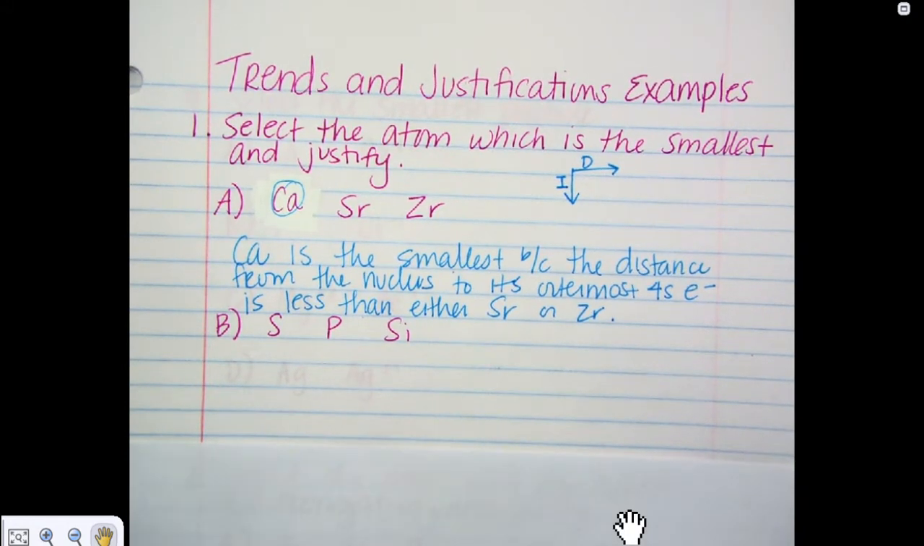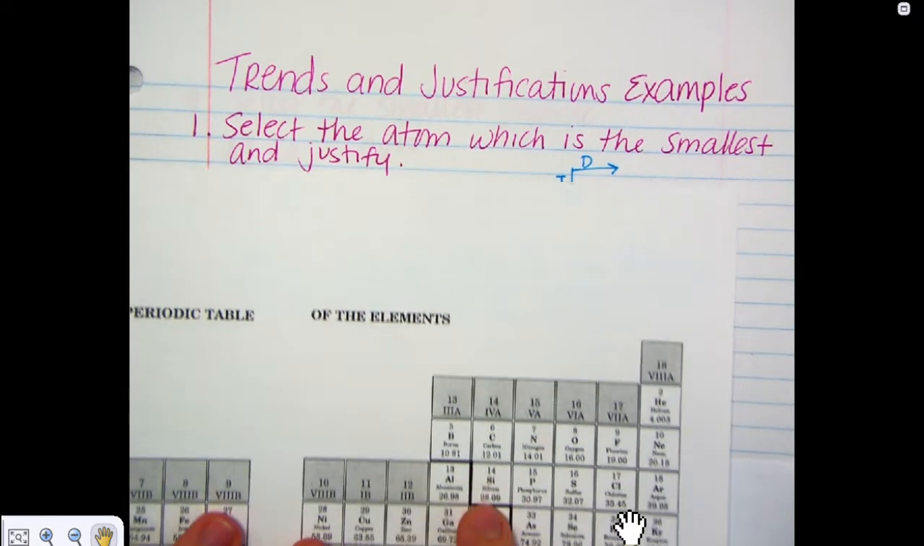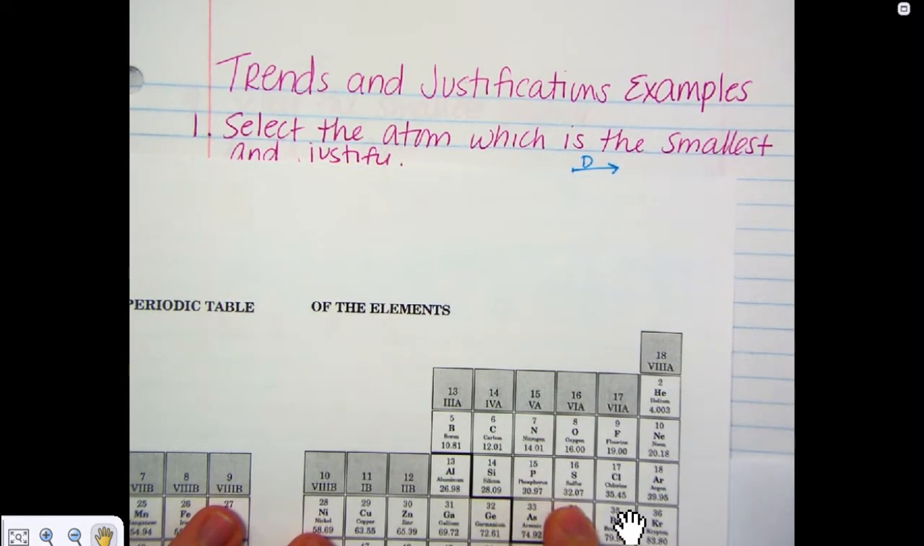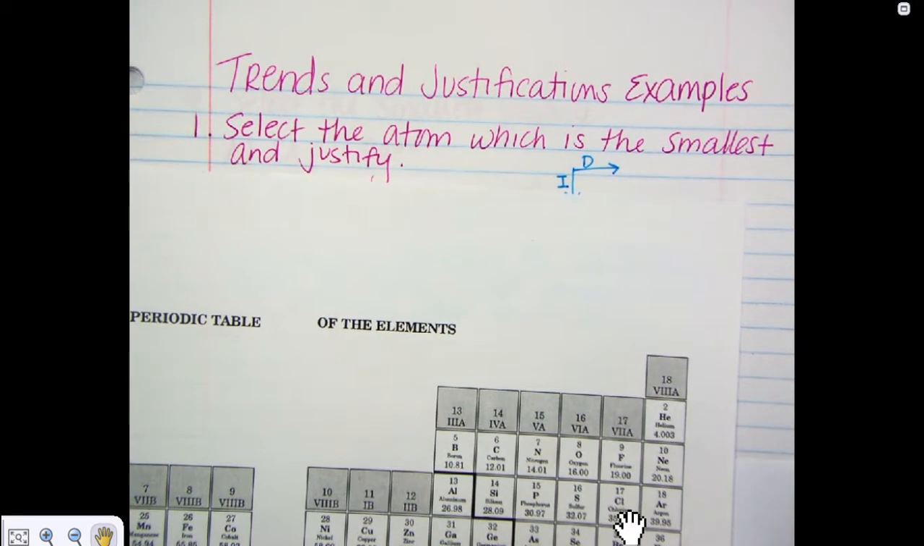S, P, and Si. So sulfur, phosphorus, and silicon are all here in the same horizontal row. It's a left and right decision. Remember that our trend is, as we go across, we decrease. So we're going across, and we want to know which one's the smallest. As we go across, sulfur is going to be the smallest.